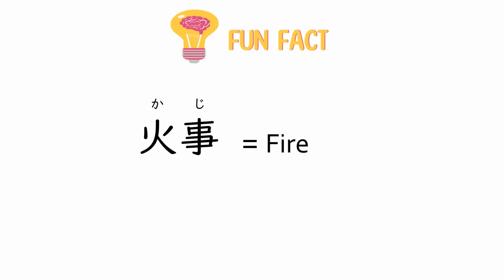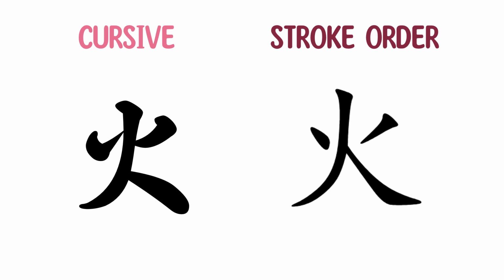Fun fact. The kanji fire by itself cannot be used as the word fire. The word fire, kaji, is composed of fire plus thing. So watch out when you need to use this word. One last note. This kanji has 4 strokes and it is a JLPT N5 level. Soon enough, your brain will be on fire with all these kanjis.